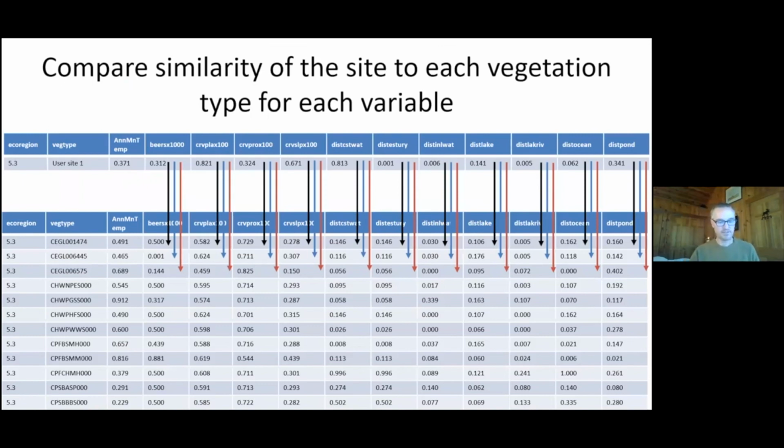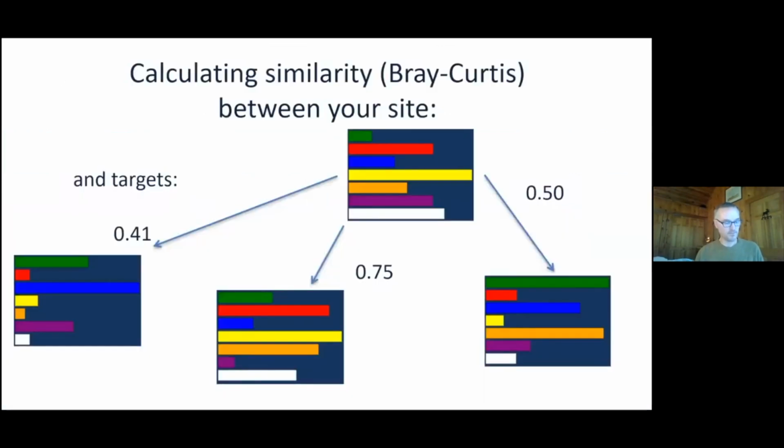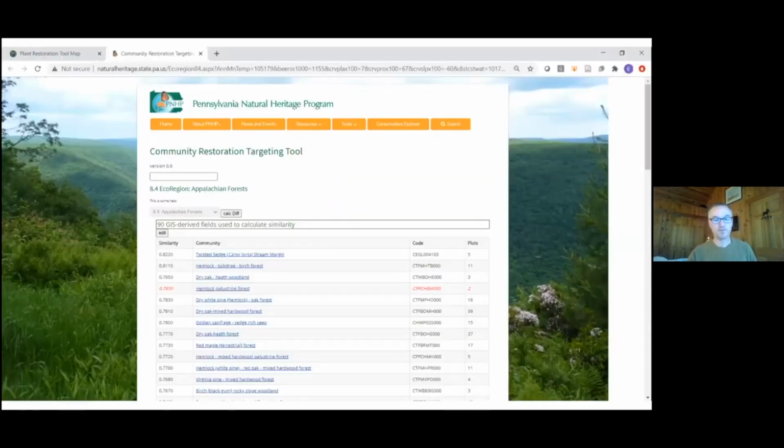The tool then compares the similarity of the site to each vegetation type for each variable. The similarity between each variable of the restoration site and community groups is calculated using the difference between the mean values of the plots in your site. Identical sites would have a similarity index of 100%. The tool then reports a list of community types exhibiting a high similarity to your site.